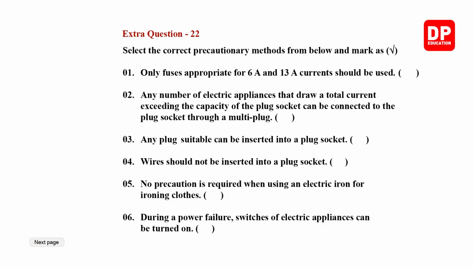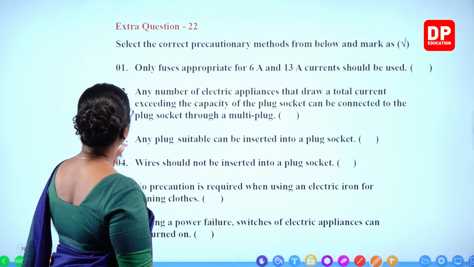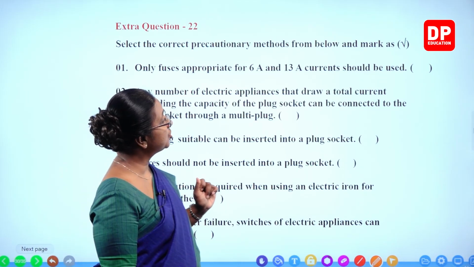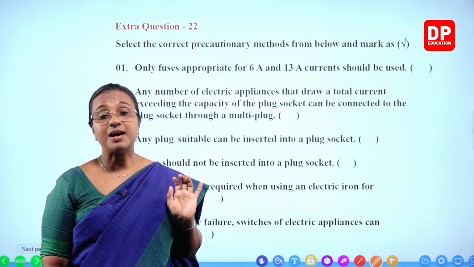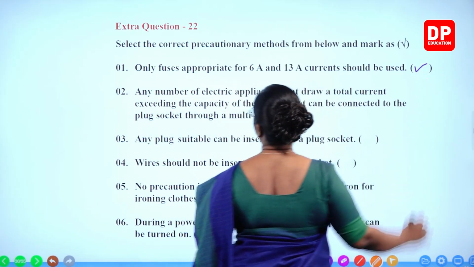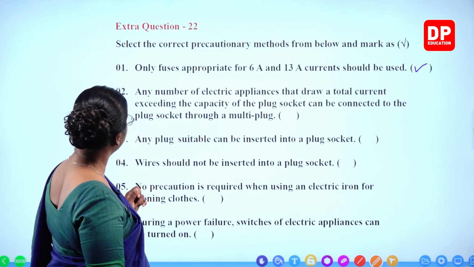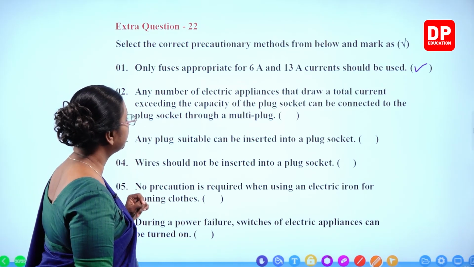Extra question 22. Select the correct precautionary methods from below and mark as correct. So if the precautionary method is correct, we put a correct mark, otherwise we'll put a wrong mark. First one, only fuses appropriate for 6 ampere and 13 ampere current should be used. That is correct. You can remember lamp circuit 6 ampere and plug circuit 13 ampere. That is a precautionary method. That is correct. Then, second one, any number of electric appliances that draw a total current exceeding the capacity of the plug socket can be connected to the plug socket through a multi-plug.